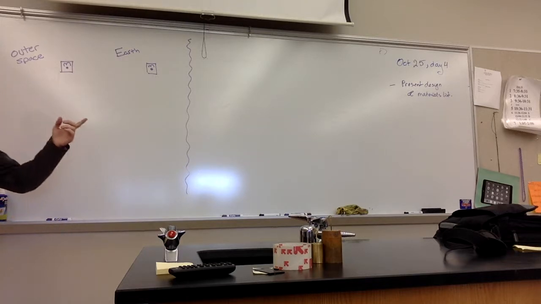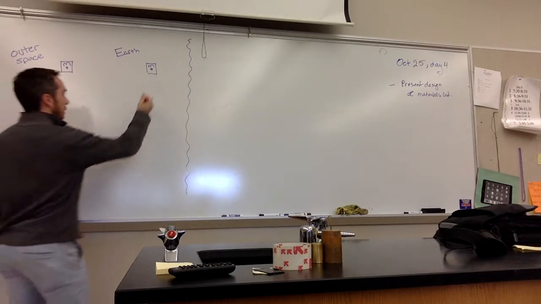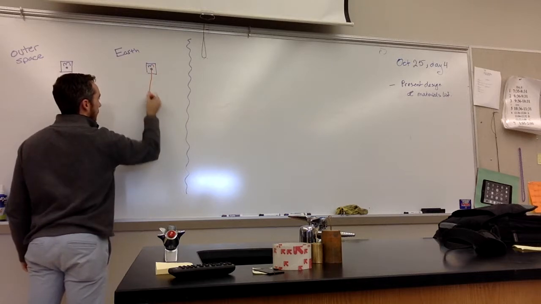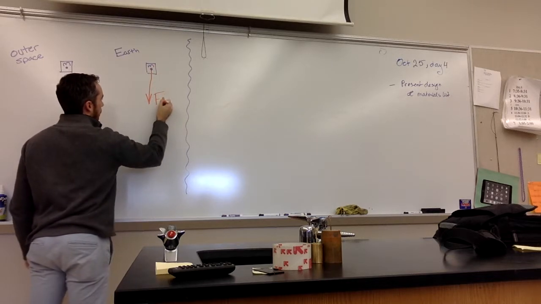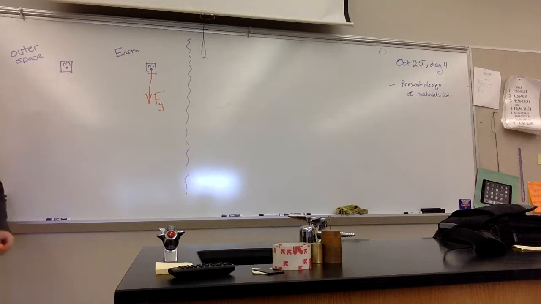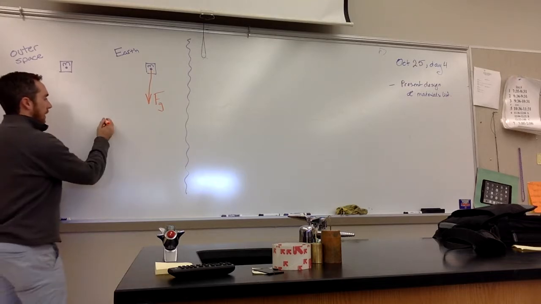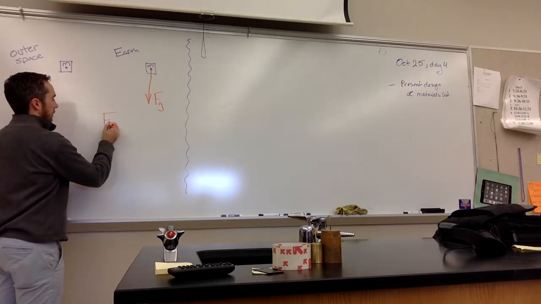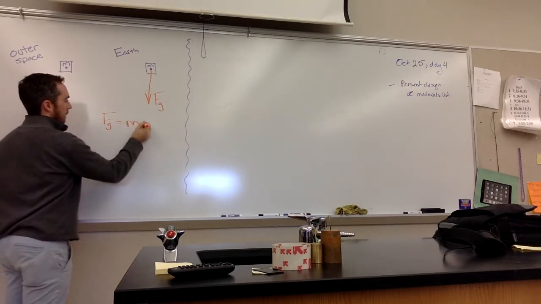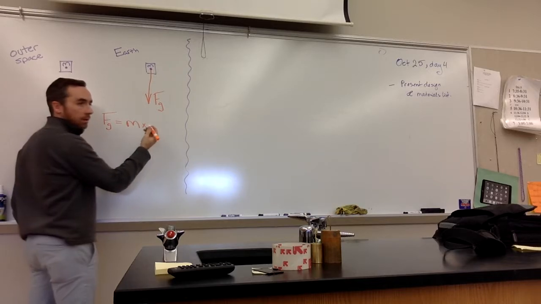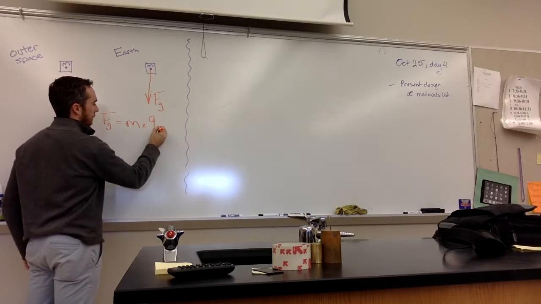What about on Earth? Gravity. It's just sitting there, same thing, but it's up on Earth. Gravity. What is our equation for the force of gravity on this object? Mass times g, or what's that? 9.8.